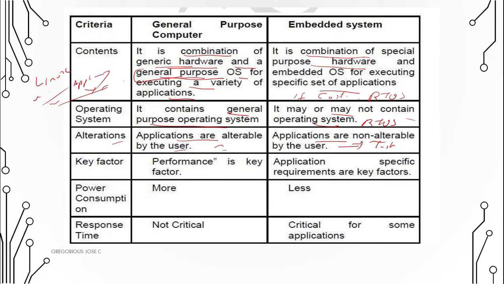Otherwise, as a commodity, we cannot modify the software or the other code of an embedded system. Next key factor is performance is a key factor.